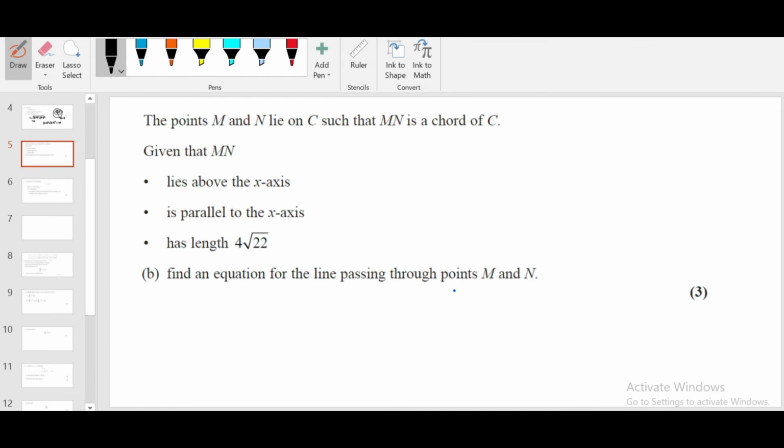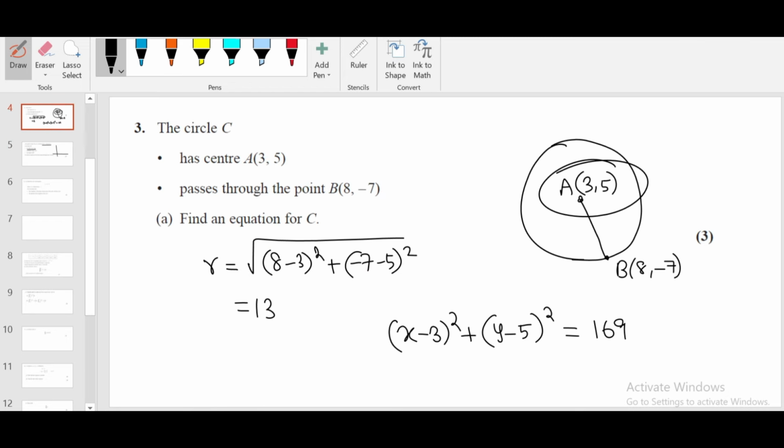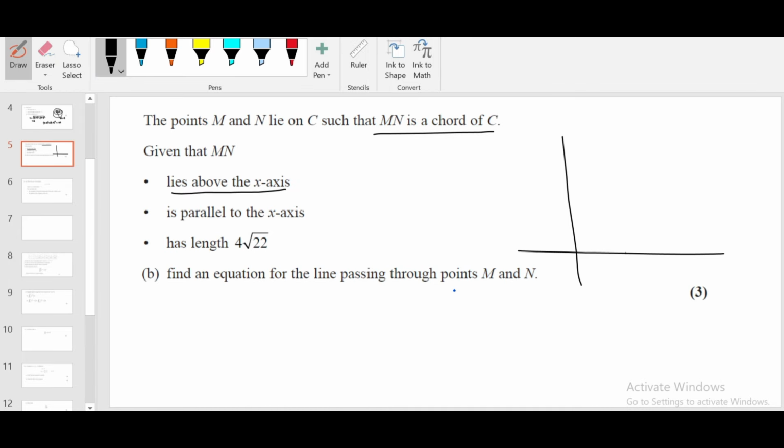Okay, part B of the question has some information given here. M and N lie on the circle such that MN is a chord of C, and it lies above the x-axis. So what I'm going to do first, I'm going to draw the circle. The center of the circle is 3, 5. So let's say 3, 5 is in here. And the radius is 13. So definitely you'll have a bigger circle here. Let's say we have a bigger circle, something like this.